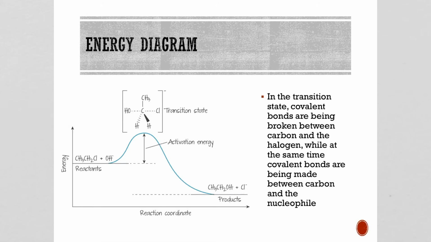If we were to look at an energy diagram of this, we can see here our reactants. There's some activation energy to overcome. In this transition state, you can see that bonds are being broken while bonds are also being made between the carbon and the nucleophile. And then the products have a much lower energy than the reactants.